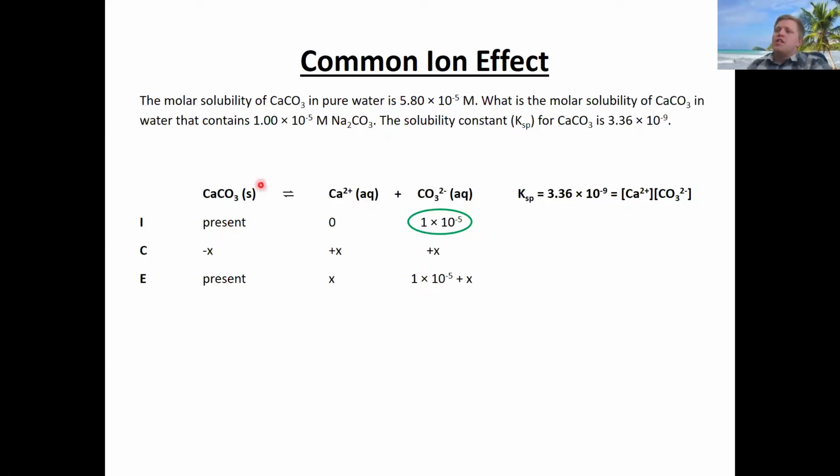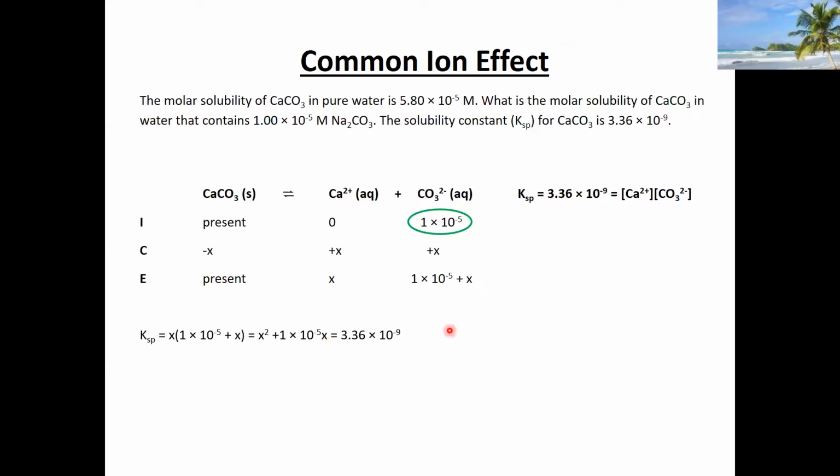Now for the change, the calcium carbonate is still going to change by -x. The calcium is still going to change by +x and have an equilibrium concentration of x. But for carbonate, it is going to change by +x and have an equilibrium concentration of 1 × 10⁻⁵ plus x. So now we'll plug all that into our Ksp equation. Now we have x times this value plus x. When we multiply that through, we get x² plus 1 × 10⁻⁵ times x equal to 3.36 × 10⁻⁹. So we have an x² here, and we have an x to the first power.